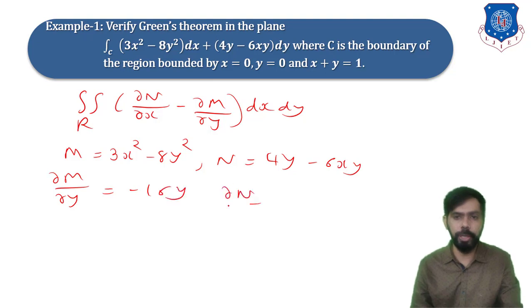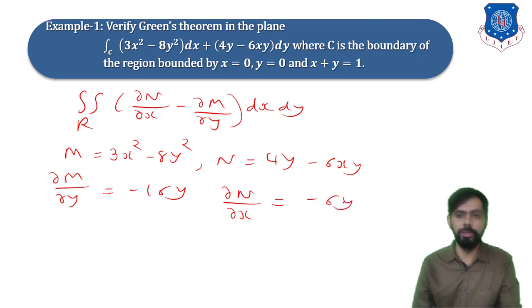Okay, then we will find del n by del x. The meaning of del n by del x is partial differentiation of n with respect to x. So now y is constant, so the derivative of the first term will be 0, and the derivative of minus 6xy will be minus 6y, because the derivative of x with respect to x is 1.